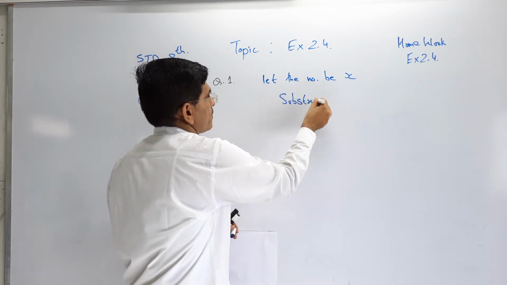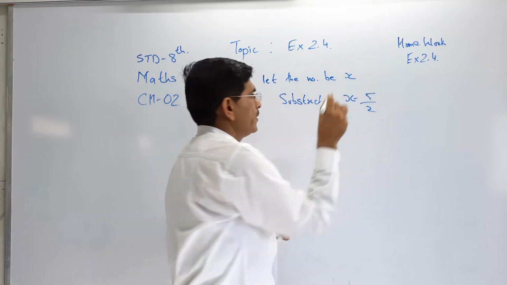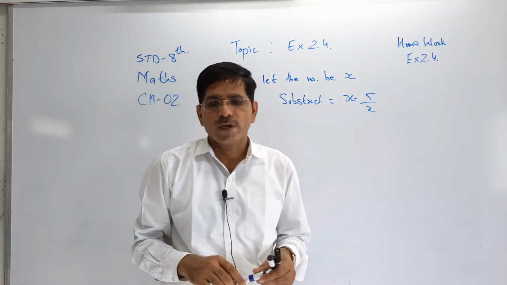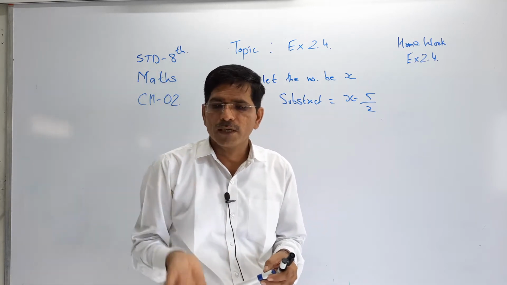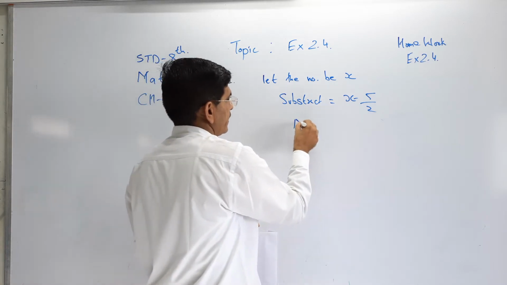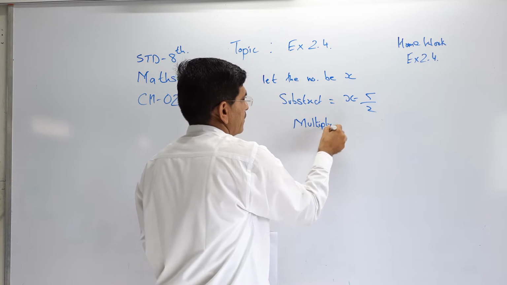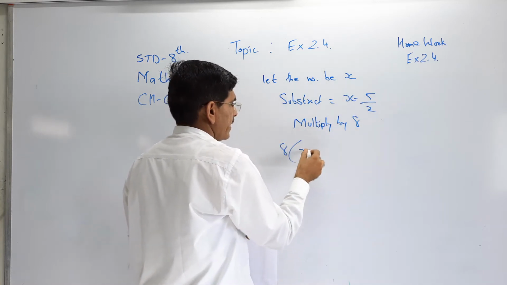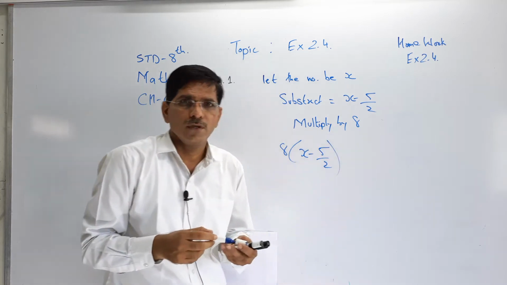If I subtract 5 by 2 from it, that is x minus 5 by 2. Now what is she doing? She multiplies the result by 8. Multiply by 8, so what we get is 8 times (x minus 5 by 2).